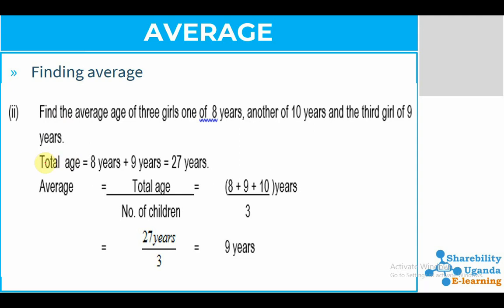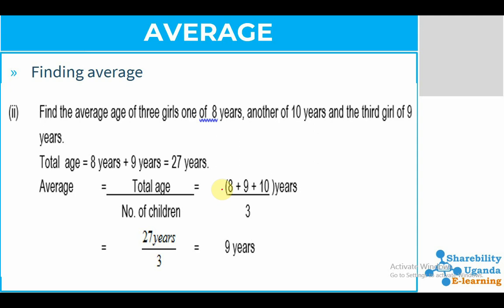We shall be able to say their total age, 8 years, 10 years, 9 years, is equal to 27. That is saying that average is equal to total age divided by the number of children. You can write this formula because when they are marking, they can give you method 1 or method 2. That is also very good, not just putting out the exact answer.